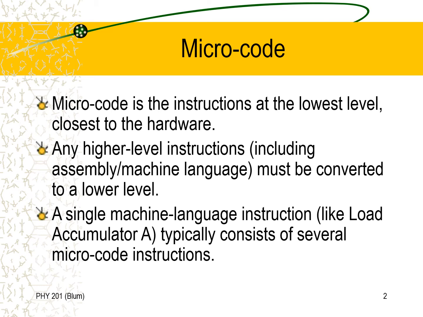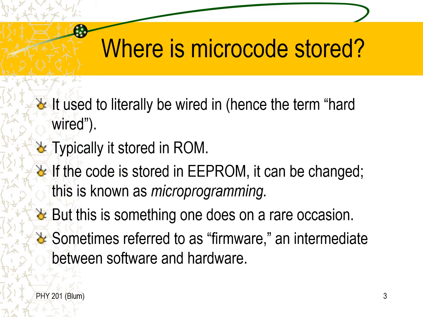And in that conversion, a single instruction at that higher level, the machine language, a kind of very low level programming, but still higher than microcode. A simple machine language instruction like load accumulator A, put some number in a particular place, consists of several microcode instructions. So where is this microcode? Where are these instructions stored?